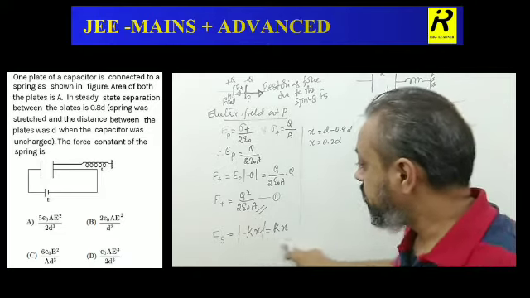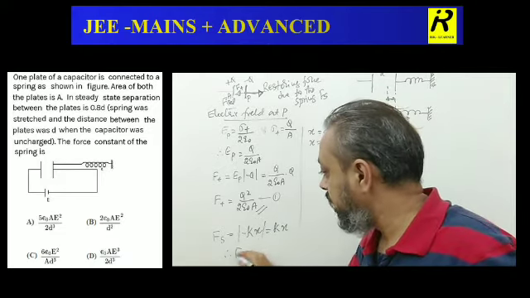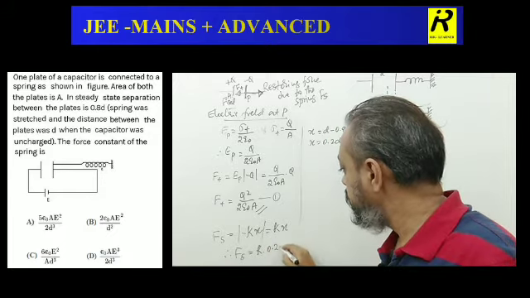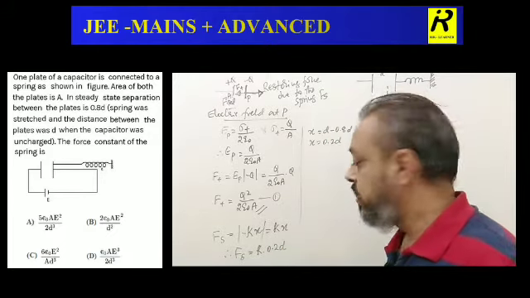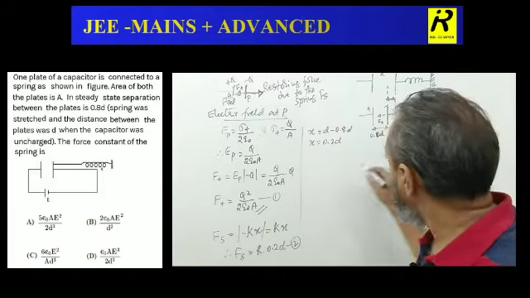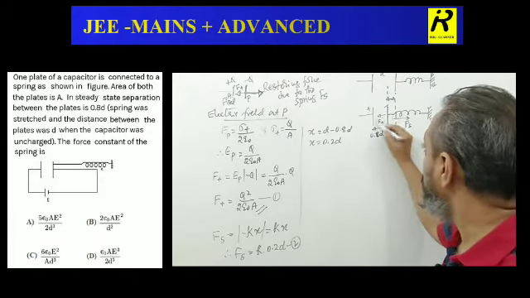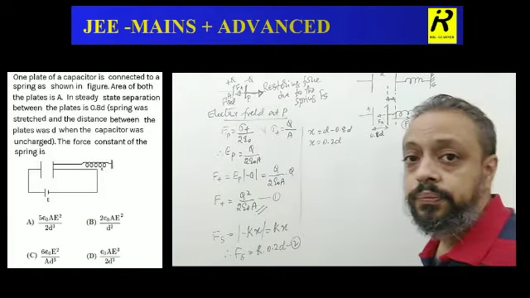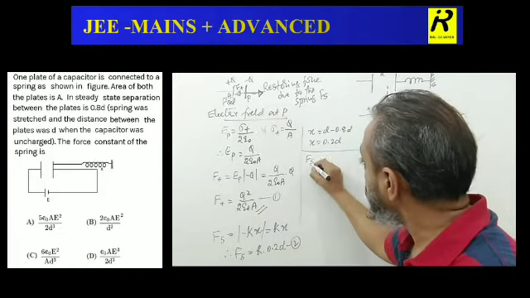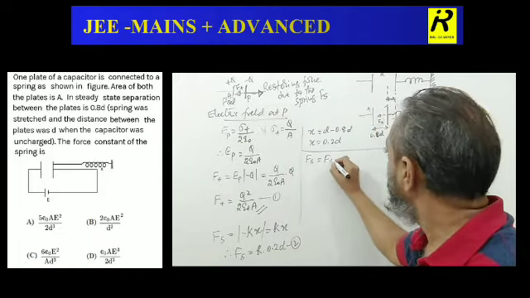Now what I can write is, Fs is equal to k into 0.2 d. This is what I am calling expression 2. So now what I have to do is equate F plus and Fs together. That work I am doing now. Fs is equal to F plus in magnitude.